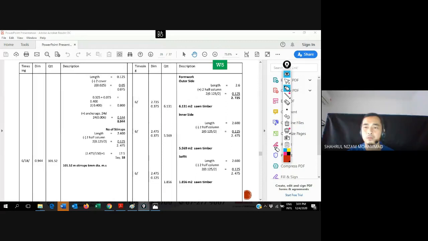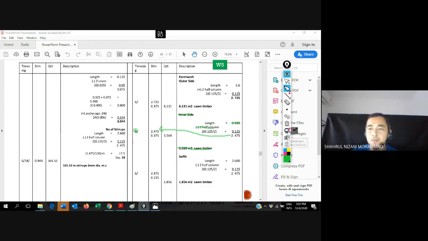Okay, next we look at the inner side of the formwork. So first you take the length, you must minus half column. Okay, the reason is for the inner side, the formwork will be blocked by the other beam or by the column. So that's why you need to minus with half column. So the length here is only the length of your beam. Okay, and the timesing is the same, 6, because you have 6 number of beam, and you need to multiply with the depth of your beam, 0.375. So it will be 5.569 meters squared of sawn timber.